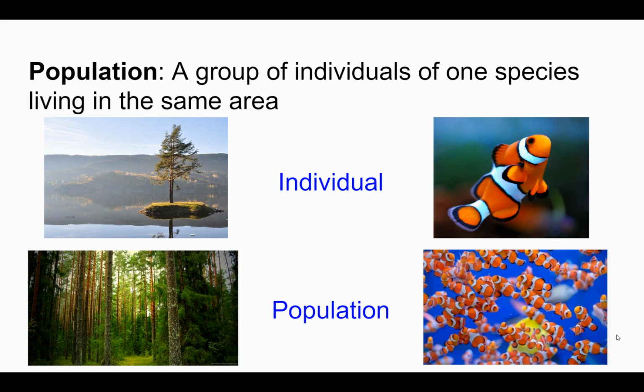So one thing that I want to be careful about is that population, the word, is actually not just all of the clownfish in a particular area. It's the group of clownfish in a particular area that are breeding with each other, that are sharing the same resources, that are sharing the same mates, or competing for the same things with each other. Let me show you an example of what I mean.